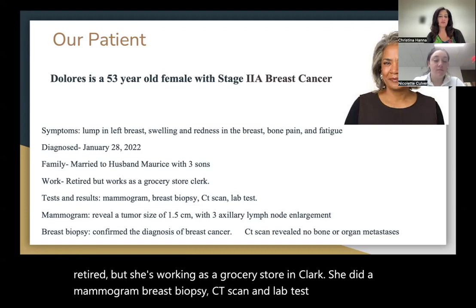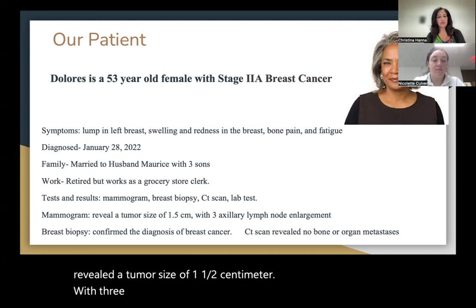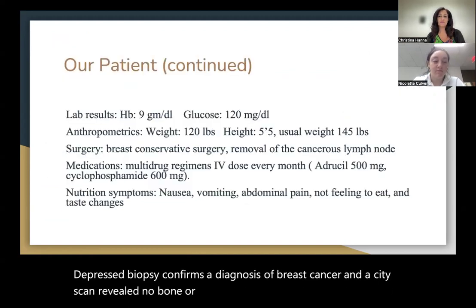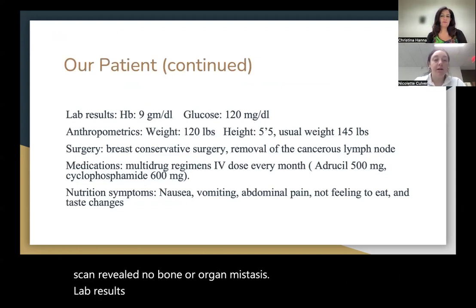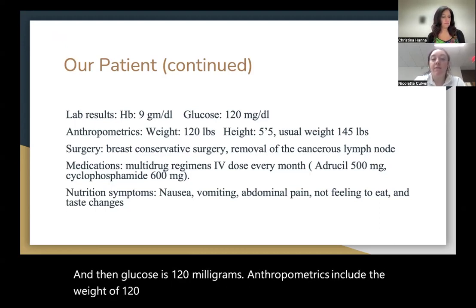The mammogram revealed a tumor size of 1.5 centimeters with 3 axillary lymph nodes enlarged. The breast biopsy confirmed the diagnosis of breast cancer, and the CT scan revealed no bone or organ metastasis. Lab results showed her hemoglobin at 9 grams per deciliter and glucose at 120 milligrams. Anthropometrics include her weight of 120 pounds. She's 5'5", and her usual body weight is 145 pounds.